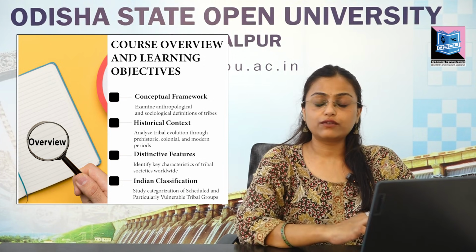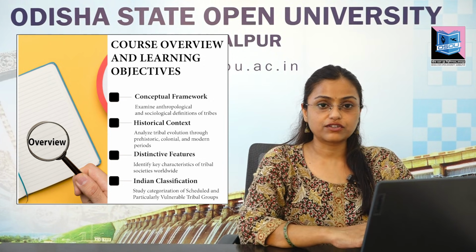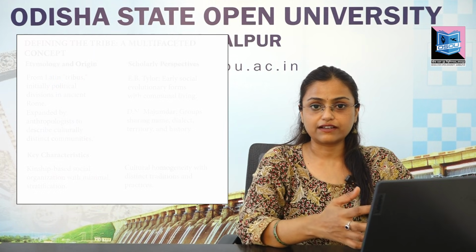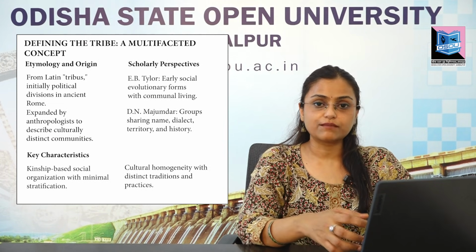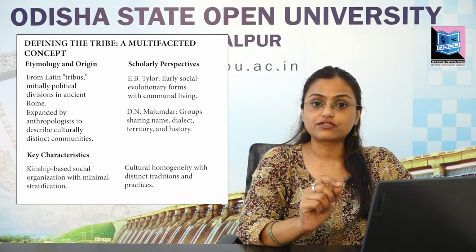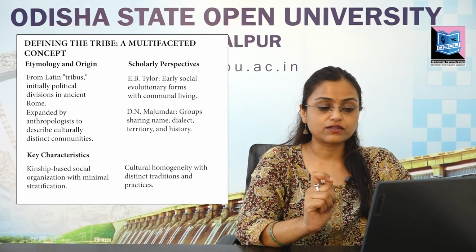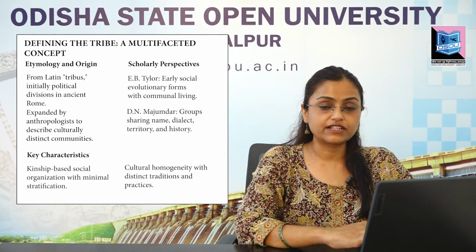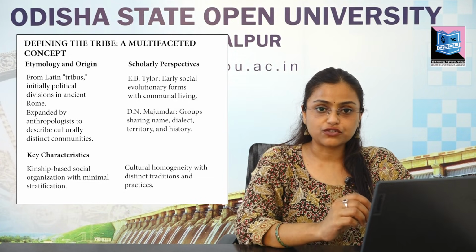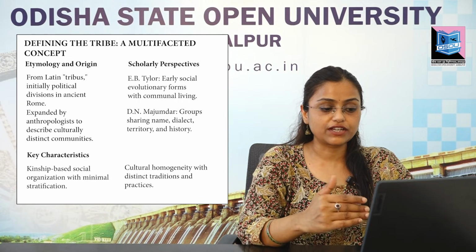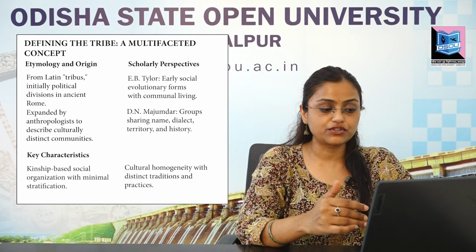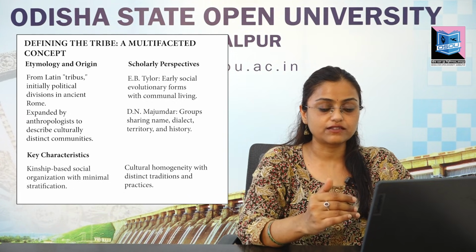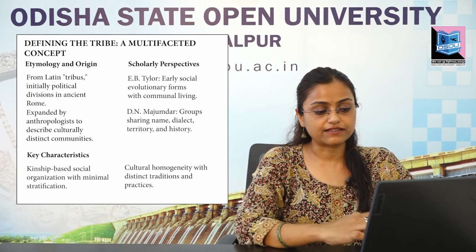Now, we're looking at the definition of tribe. The term tribe comes from the Latin word tribus. This originally referred to a political division in ancient Rome. Over the course of time, its meaning expanded to describe indigenous and traditional communities with unique cultural practices.